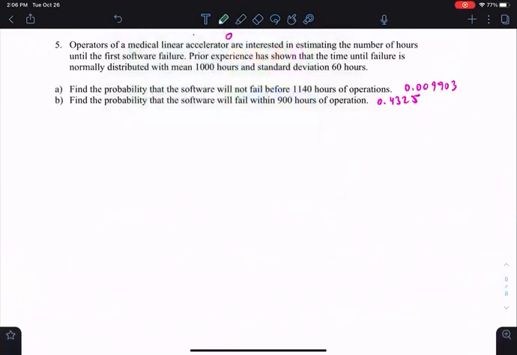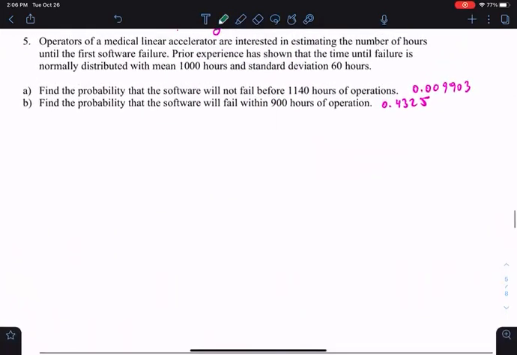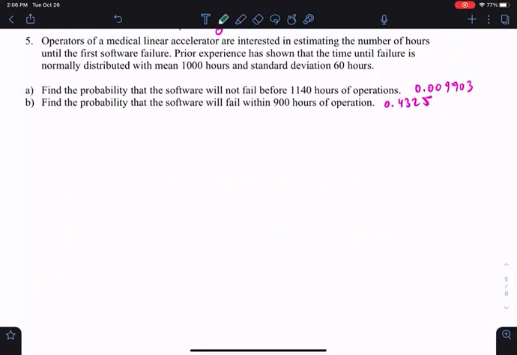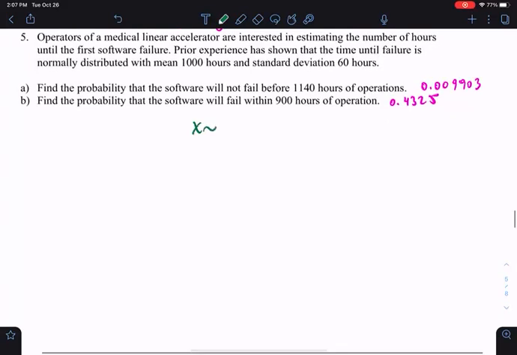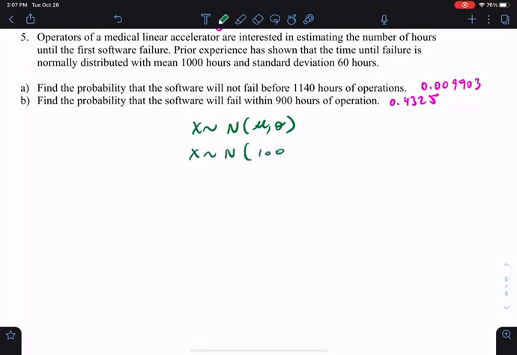Okay, they said operators of a medical linear accelerator are interested in estimating the number of hours until the first software failure. Prior experience has shown that the time until failure is normally distributed. So this random variable follows a normal distribution with mean mu and standard deviation sigma. The mean is 1,000 hours. They said that here. The standard deviation is 60.